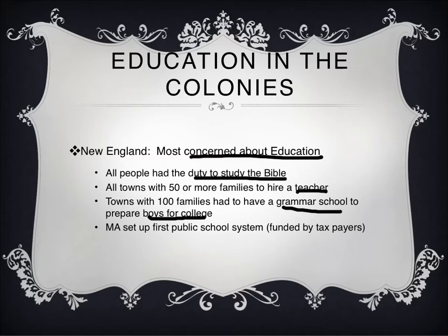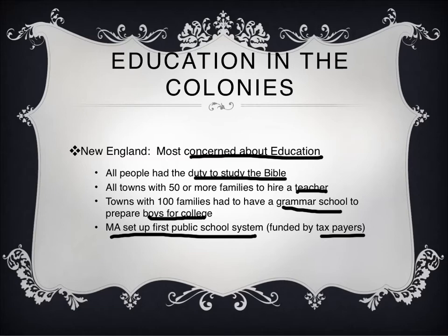All right? So Massachusetts, the colony of Massachusetts, sets up the first public school system, and it's funded by taxpayers. That means that every child can attend school. Doesn't matter if you're rich or you're poor. You're all going to be able to attend school, get an education, because it's going to be funded by the taxpayers. All right? You have to remember this works pretty well up in New England because towns are close together. The people all live in villages. It's going to work out pretty well for the people in New England.